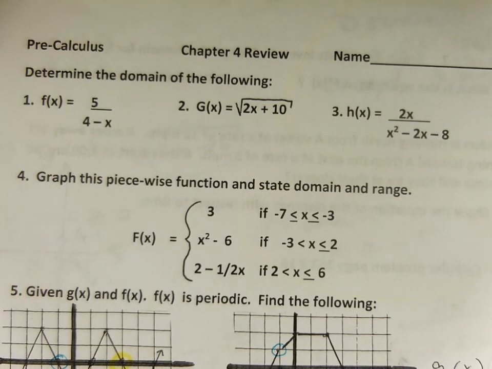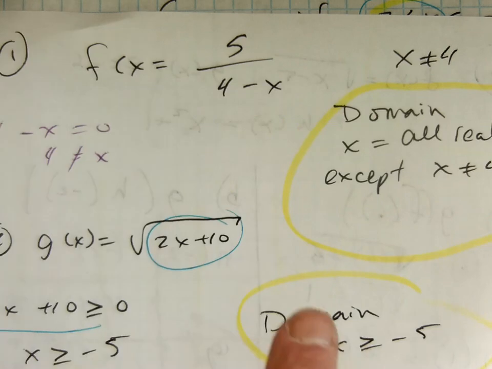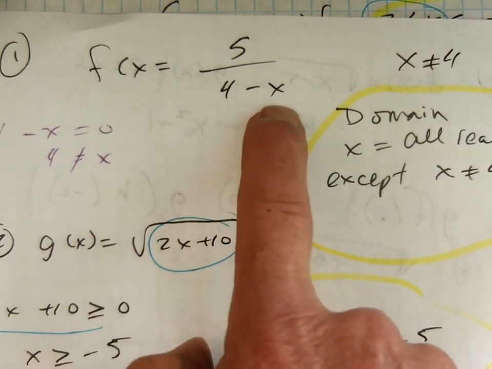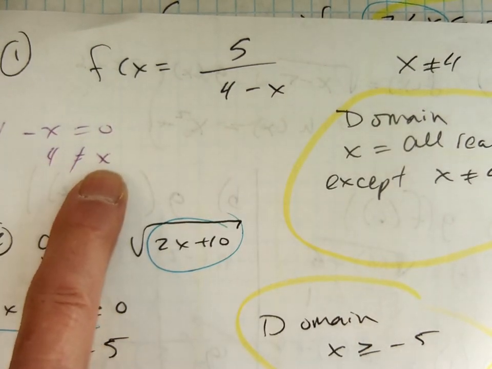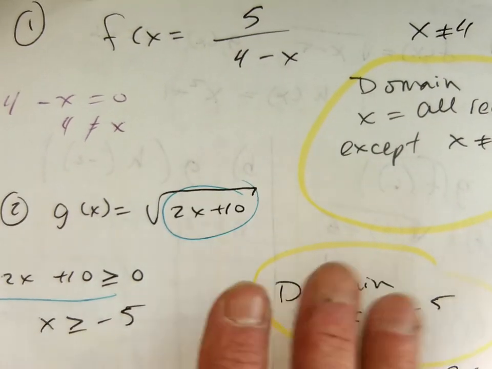We know we can't divide by 0, and we cannot have the square root of a negative number. So on number 1, x cannot be 4, because if x is 4, you're going to end up dividing by 0. So the domain is all real numbers, except x cannot equal 4.